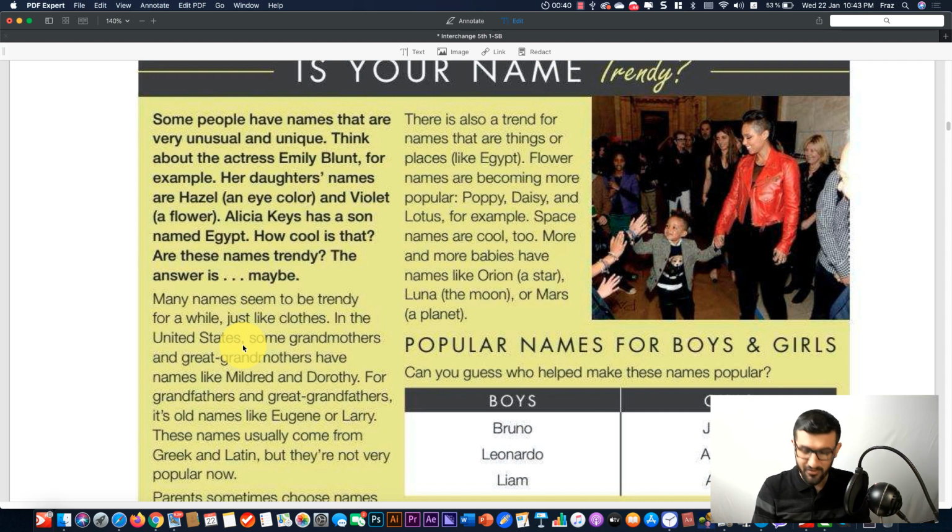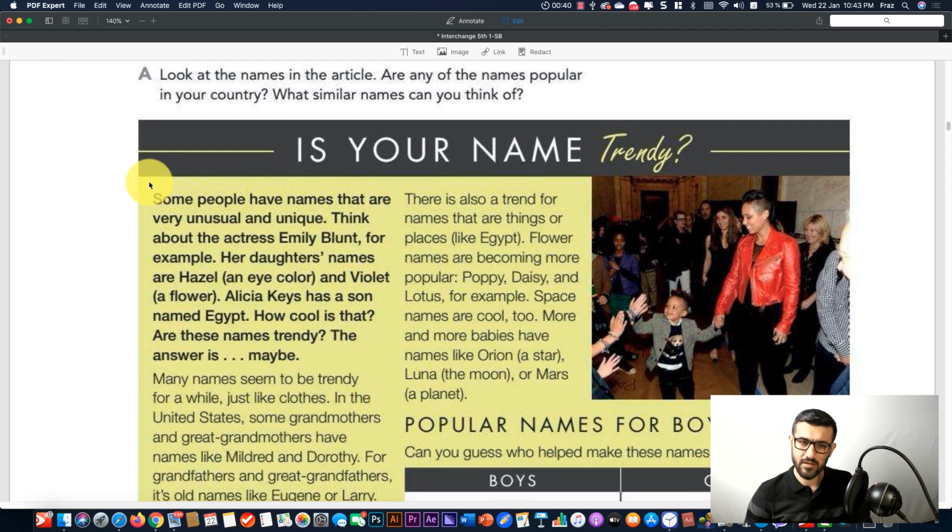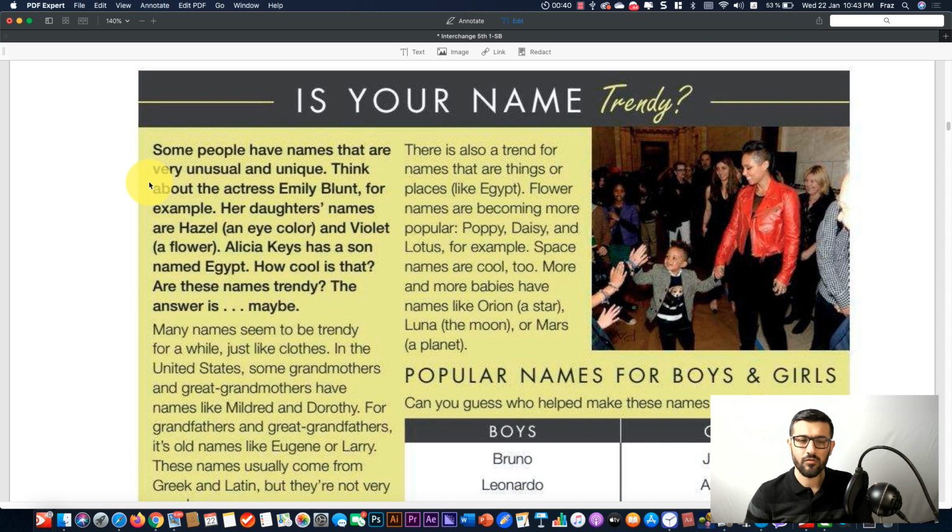Okay, so now we're going to read together, paragraph by paragraph, and find some difficult words. But please read with me so that you improve your pronunciation as well and see what words you usually have mispronounced before. So the title is Is Your Name Trendy? Okay, some people have names that are very unusual and unique.